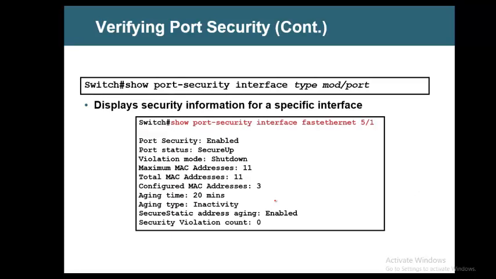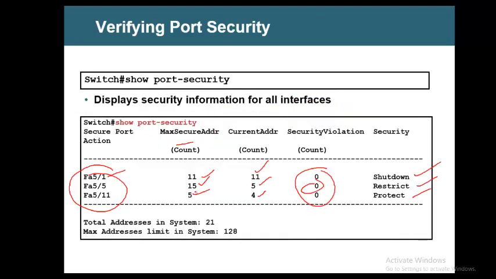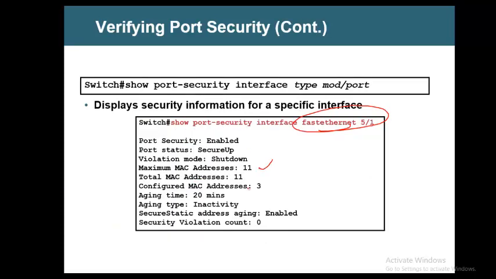Alright, you can also type this command, show port-security interface and then the interface name, Fa5/0. Maximum number of MAC addresses is 11. Current learned is 11. Manually configured MAC addresses: out of 11, 3 are configured. After 20 minutes, the learned MAC address will time out if there is no communication. If it is inactive for 20 minutes, it will time out. It's aging 20 minutes. So far, no violation happened.